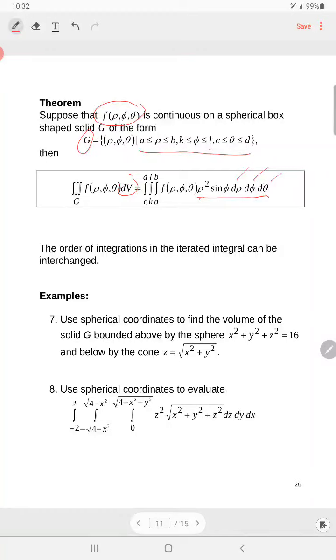Remember, we have the cuboid in Cartesian, where your dV can be done in 6 different ways. Same thing here: if your solid G is a spherical box, then you can do it in the other 5 orders of iteration. But usually this is the order that we use: rho first, phi, and then theta.